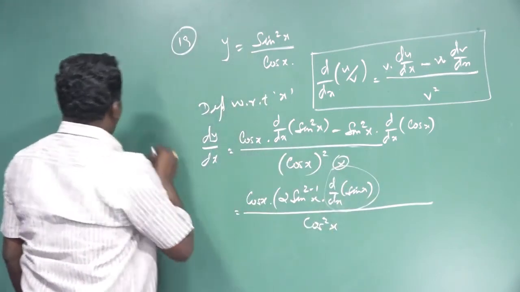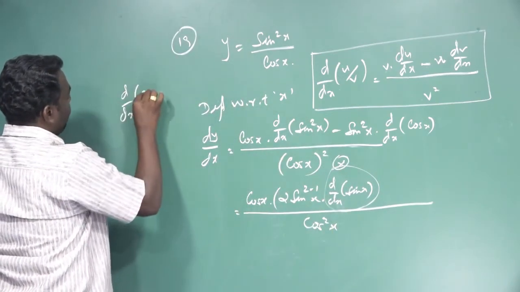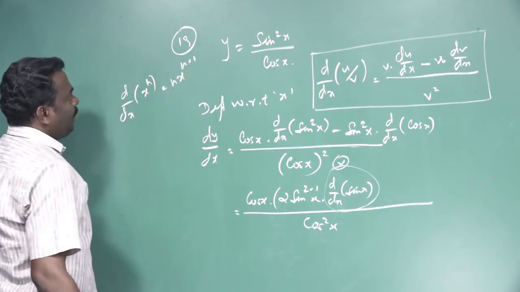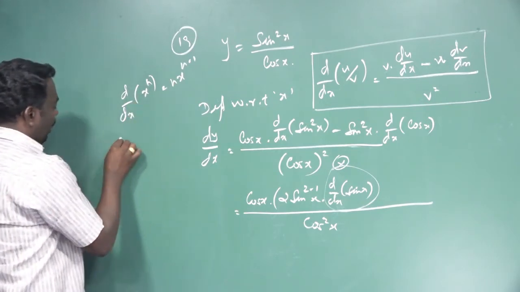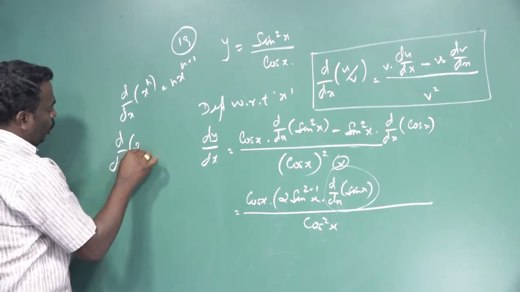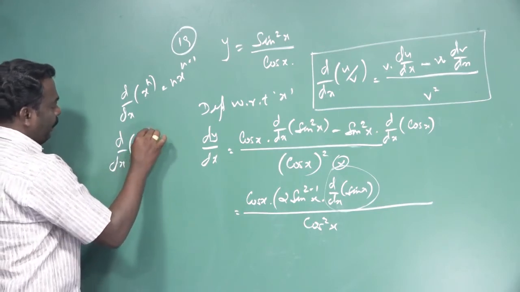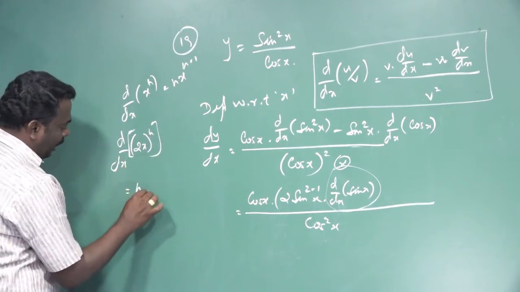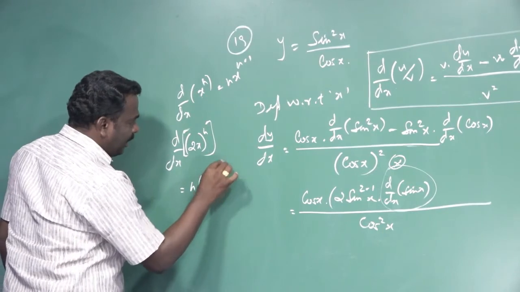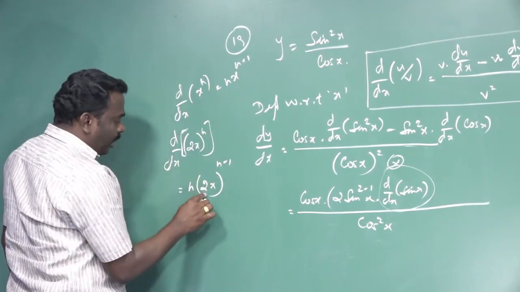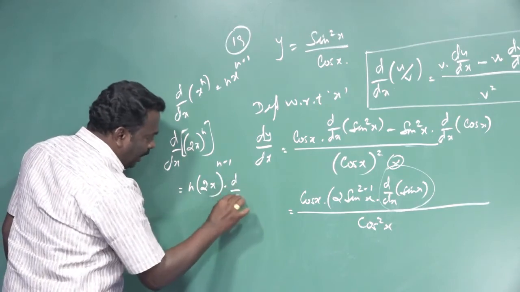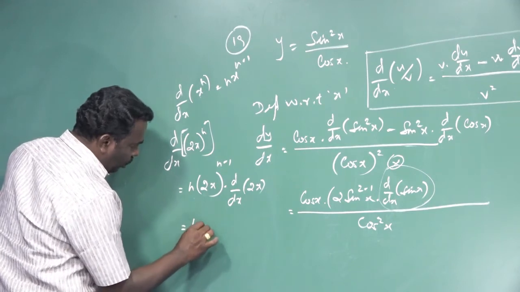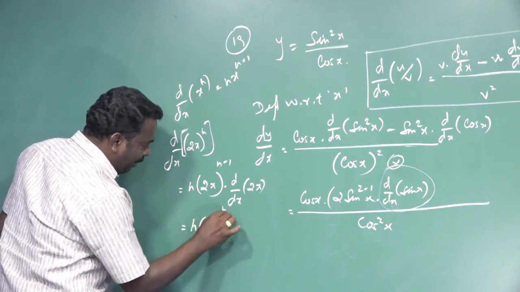If you differentiate the function d by dx of x power n, that is equal to n into x power n minus 1. If instead of this x, any other term is there, for example d by dx of 2x whole power n, this term differentiated follows the x power n form. Therefore, n into 2x whole power n minus 1. But instead of x, we have what term here? It is 2x. So again differentiate with respect to 2x. Therefore, it is equal to n into 2x whole power n minus 1.